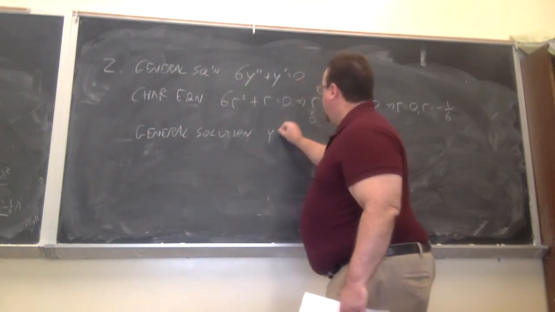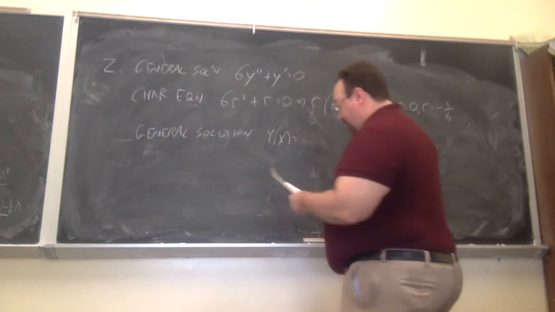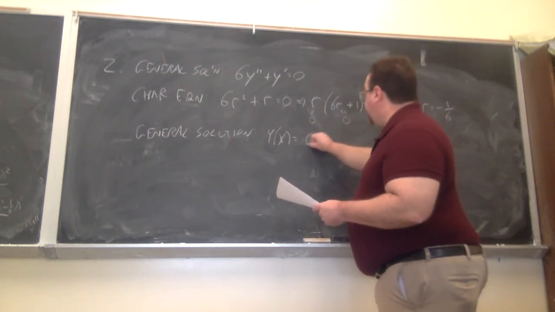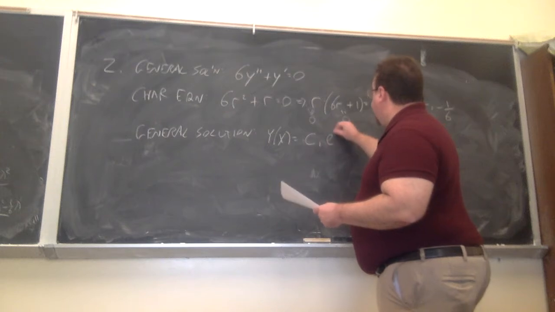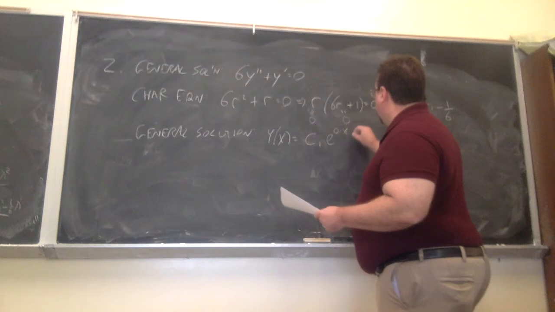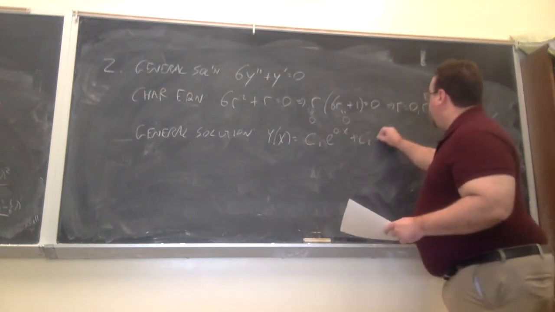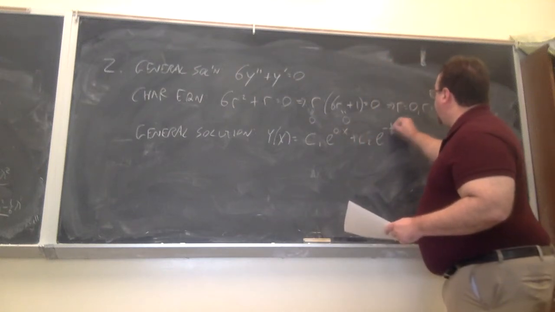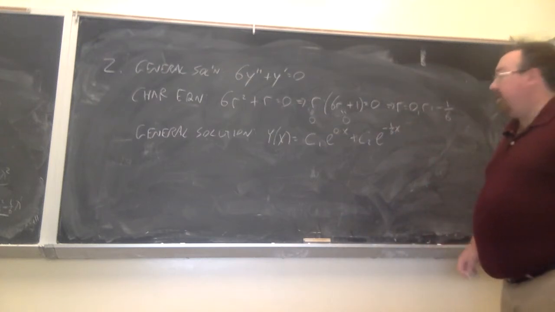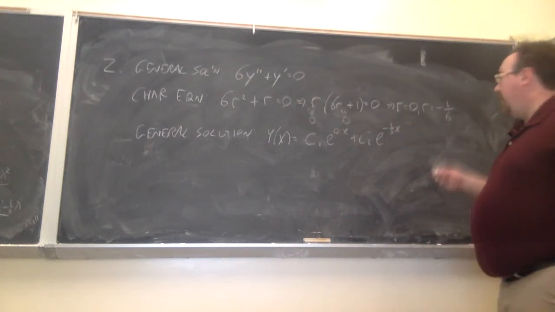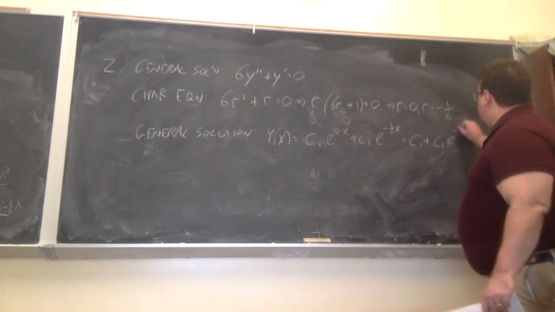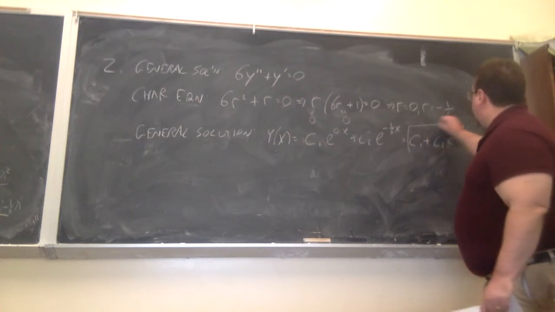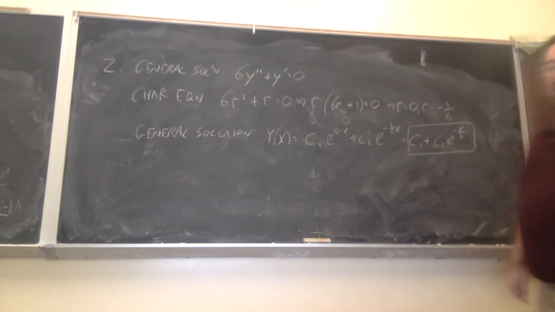So y of x is equal to c1 e to the 0 times x plus c2 e to the minus 1/6 x. But e to the 0 is 1. So we have c1 plus c2 e to the minus x over 6. So that is your final answer.